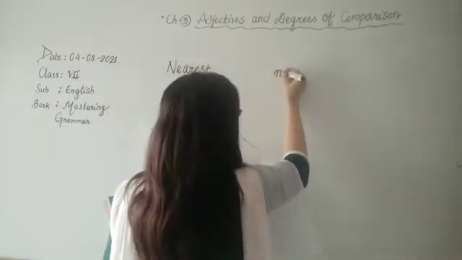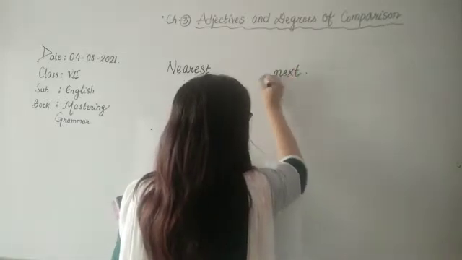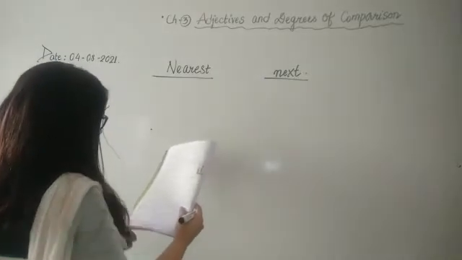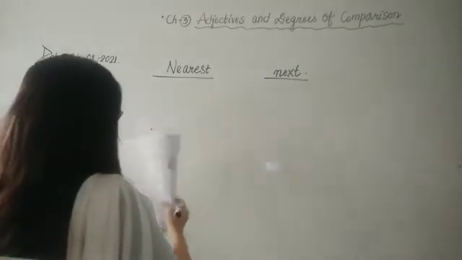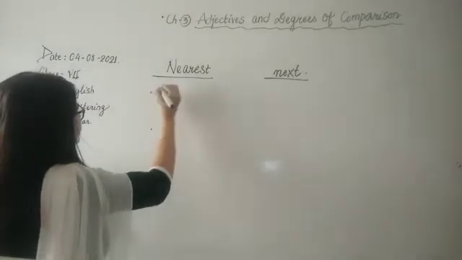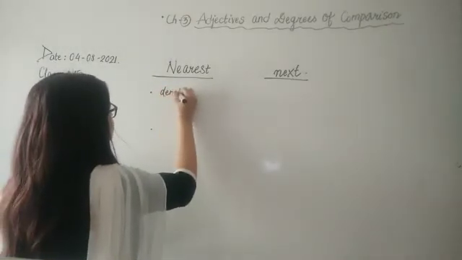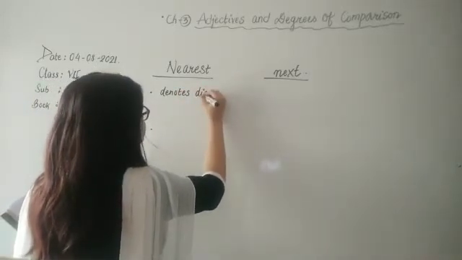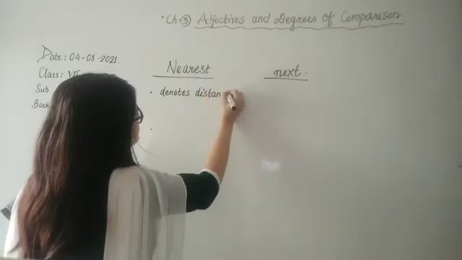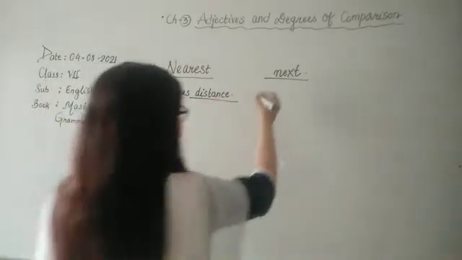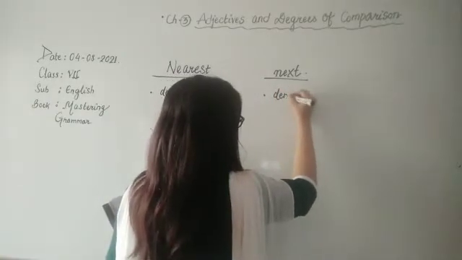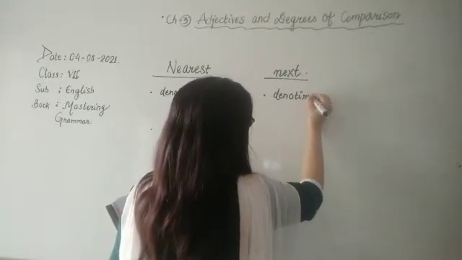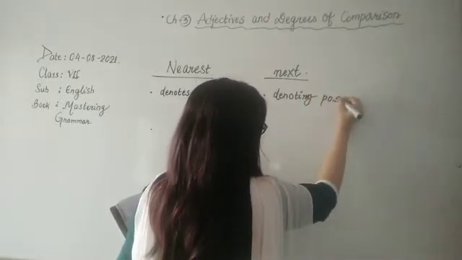These words are clear in the meaning, still because we have to learn about them, let's learn. Now nearest implies distance, next implies position. This is very clear. Nearest denotes distance. If I am saying something is nearest to me, that means it's closest. And next is denoting position. Like who is next? Denoting position. Who is next?